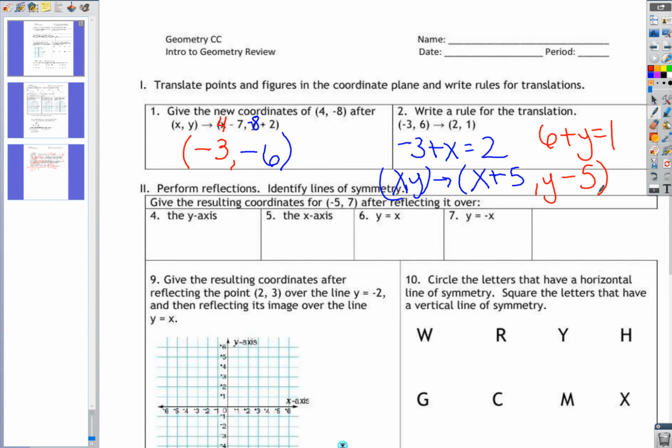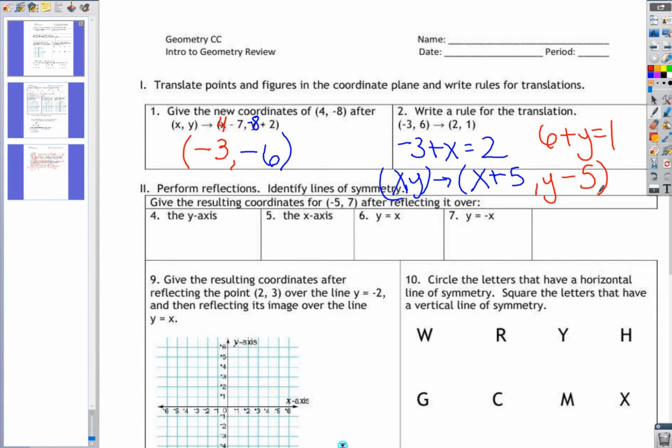You do have a question on your test tomorrow where it gives you a set of points, and you're going to have to analyze those points to figure out what your transformation is, whether it was a translation or reflection or rotation, whatever it happens to be. Questions on number 2?